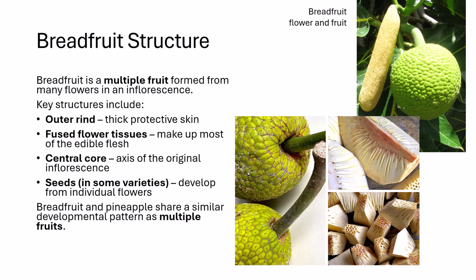Because this structure provides support for the developing fruit, it tends to be tougher and more fibrous than the surrounding tissue. Some breadfruit varieties also contain seeds, which develop from the ovules of the individual flowers. However, many cultivated breadfruit varieties are seedless, which makes them easier to prepare and eat. So just like pineapple, breadfruit is a great example of how many flowers can fuse together to form a single fruit structure.